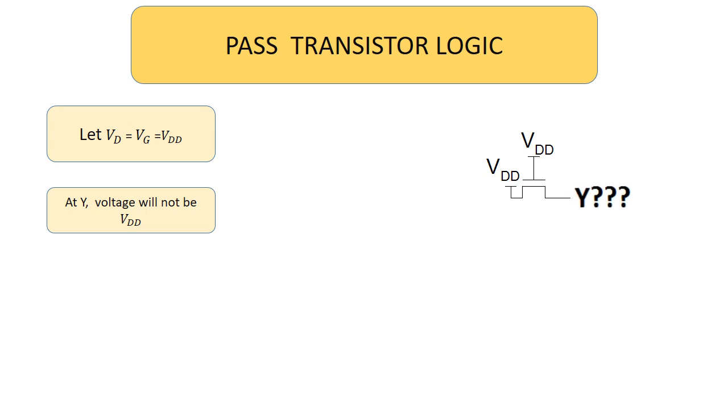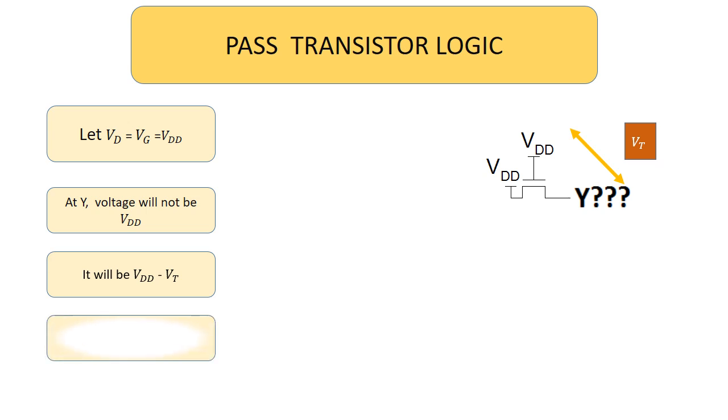It's because between the gate and the source, a voltage of VT has to be maintained if the MOSFET should remain on. So the source voltage will be VDD minus VT when the drain voltage is VDD. So a whole VT gets dropped and we say that a pass transistor cannot pass a good one, but it passes a degraded one.